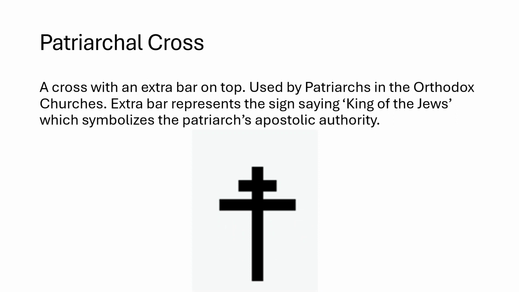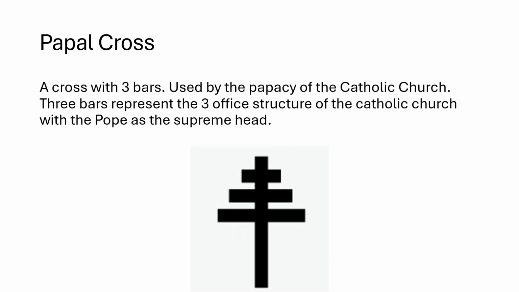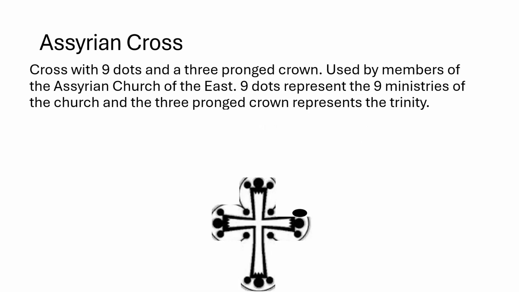Patriarchal cross. A cross with an extra bar on top. Used by patriarchs in the Orthodox churches. The extra bar represents the sign saying King of the Jews, which symbolizes the patriarch's apostolic authority. Papal cross. A cross with 3 bars. Used by the papacy of the Catholic Church. The 3 bars represent the 3-office structure of the Catholic Church with the Pope as the supreme head.